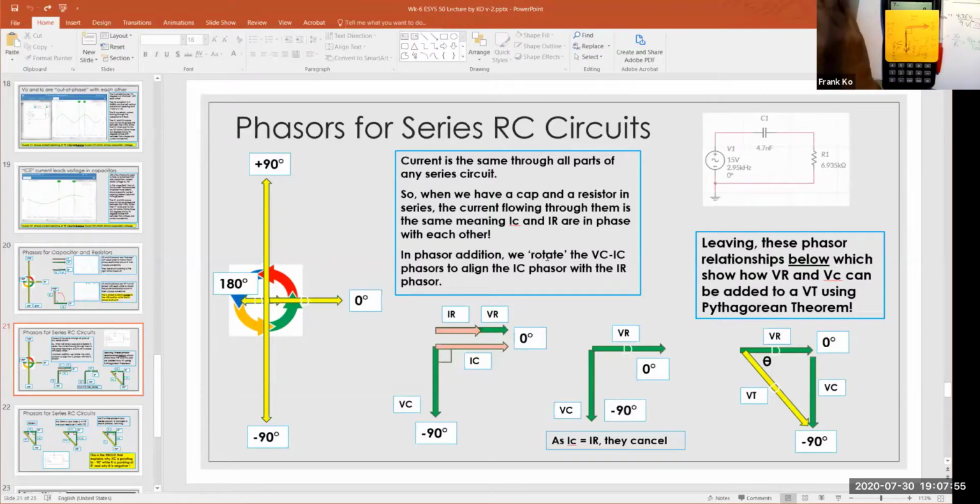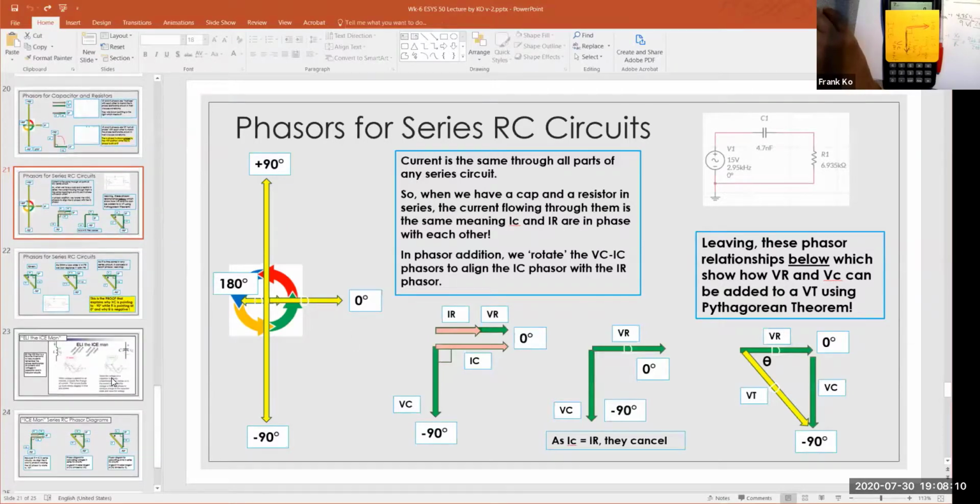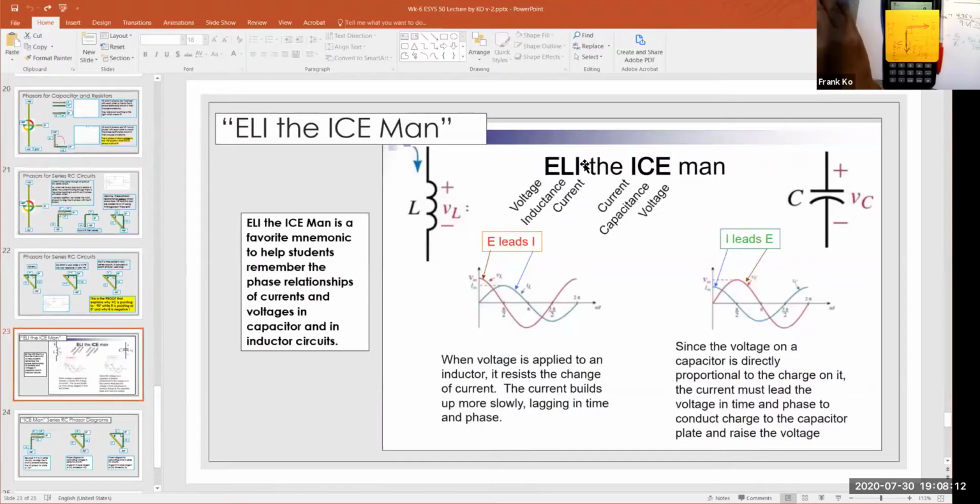It's very easy to decipher which way the angles are going to be, as long as you understand Eli the Iceman. Everything hinges on Eli the Iceman, because Eli says in no uncertain terms, and that's why it's the very next slide, Eli the Iceman says, C stands for capacitance, and anywhere where you have a capacitor, current will lead voltage by 90 degrees.